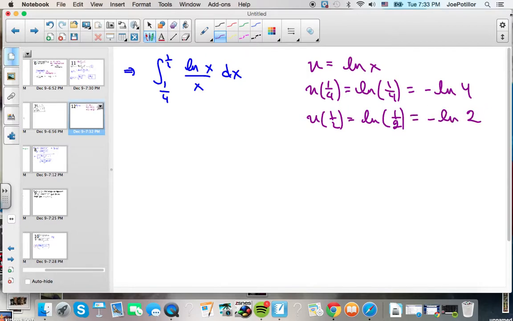And then, of course, du is equal to 1 over x dx. And then dx is equal to x du.